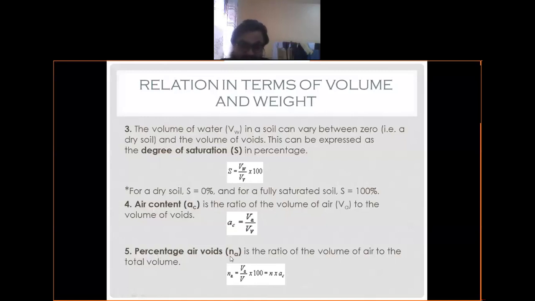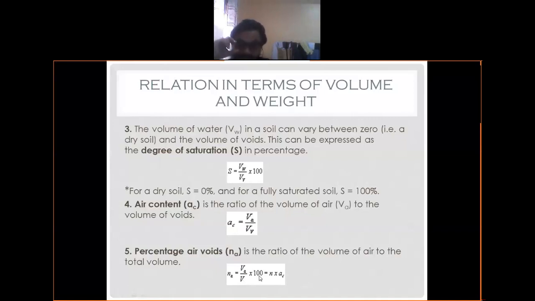Now percentage air void, it is denoted by small na. It is the ratio of volume of air to the total volume. Percentage air void means it is expressed in percentage, so that's why it is multiplied by 100. And the ratio is Va by capital V, volume of air by total volume. Now you can see the similarity and difference. In case of air content, volume of air is divided by volume of voids. In case of percentage air voids, volume of air is divided by total volume of soil, also multiplied by 100.